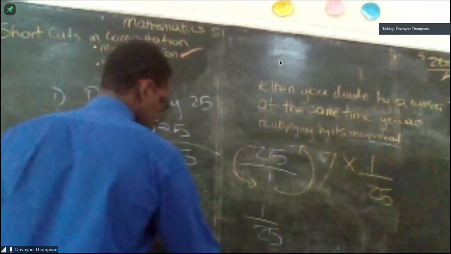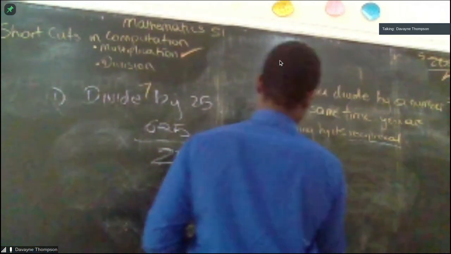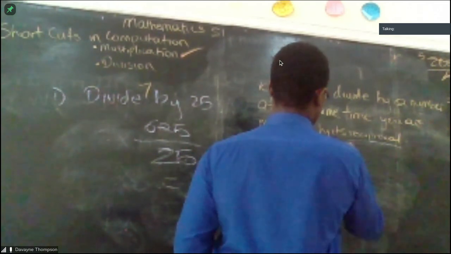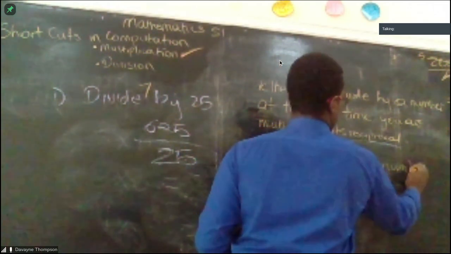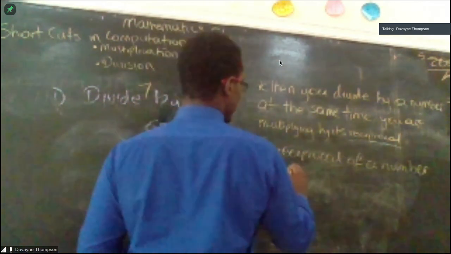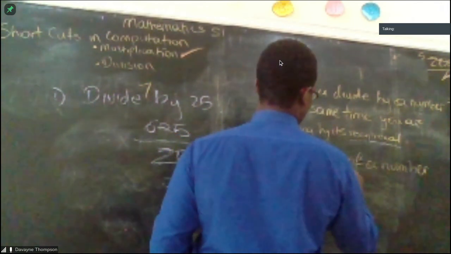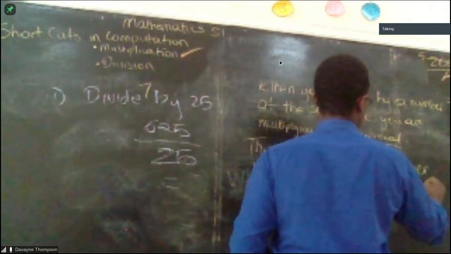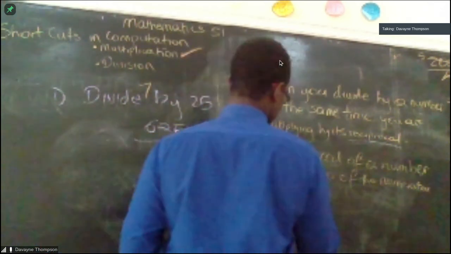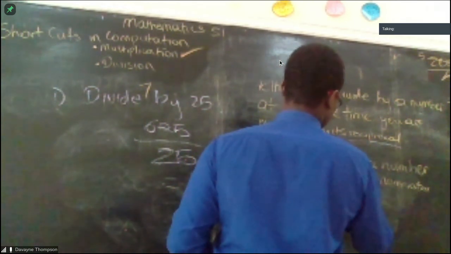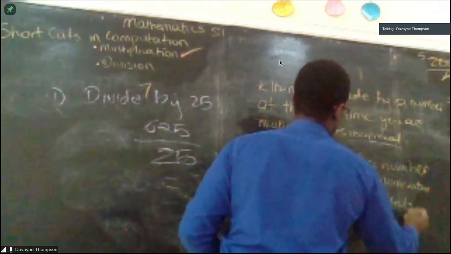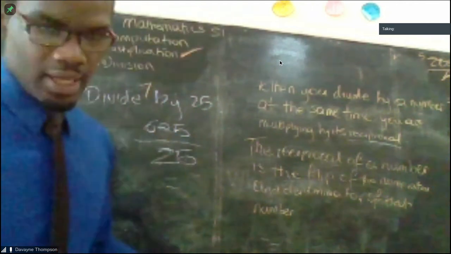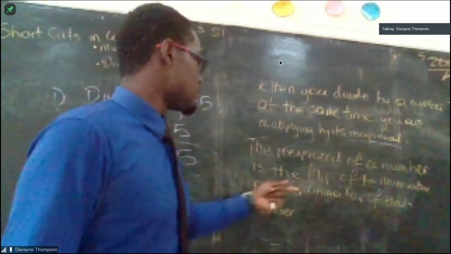Okay, am I on the board? The reciprocal of a number is the flip of the numerator and denominator of that number. So my question, before we wrap up here, can everybody see this? The reciprocal of a number is the flip of the numerator and denominator of that number.